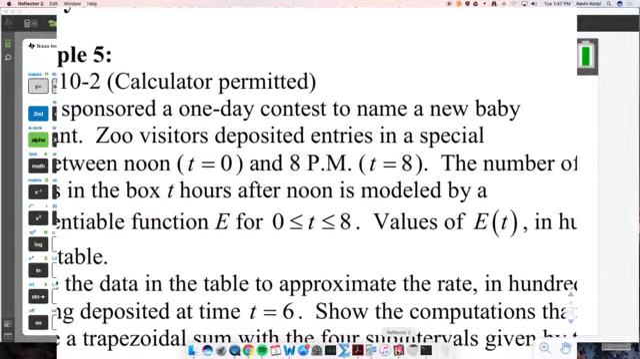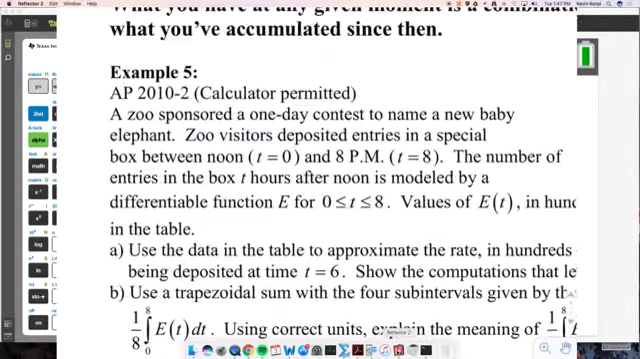Zoo visitors deposited their entries. They could come up with a possible name, and they deposited their entries not in a regular box, but in a special box, suitable for a new baby elephant. Between noon, which now corresponds with 0, and 8 p.m., which is t equals 8. Okay, so we're starting at noon, going to 8 p.m. So there's an 8-hour period in which they can deposit their entries.